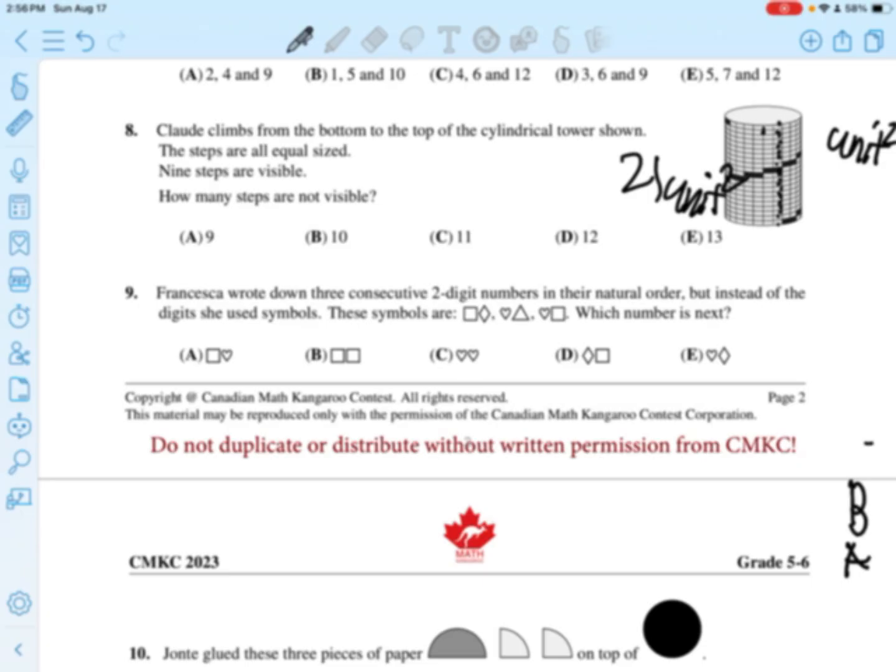And because there are 9 steps visible, and we are looking for how many steps aren't visible, we have to do 21 minus 9, and we get 12. So 12 is the answer, as you can see, it's D.